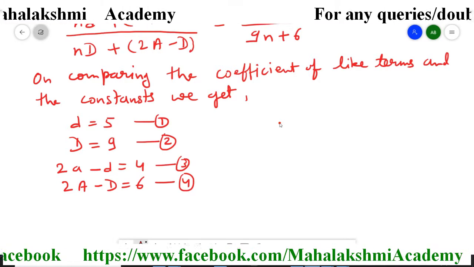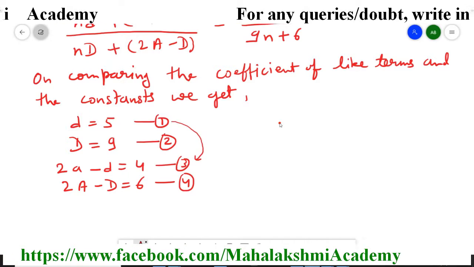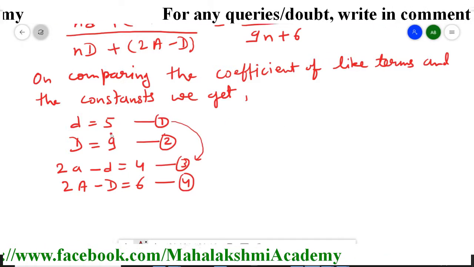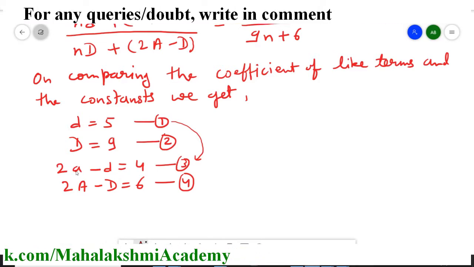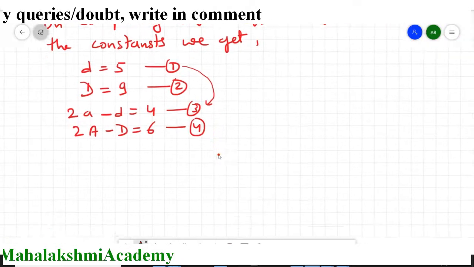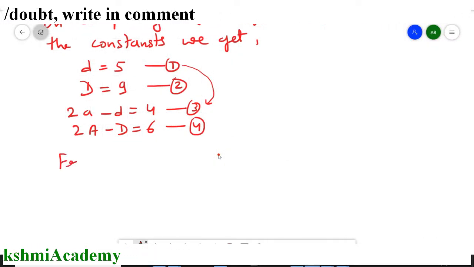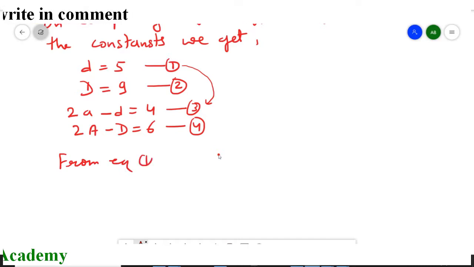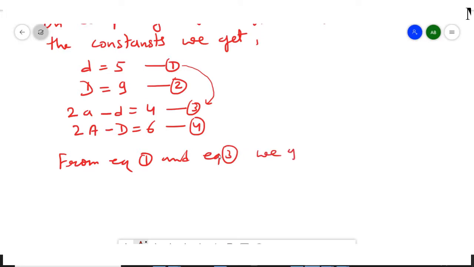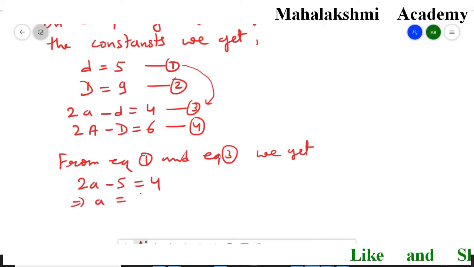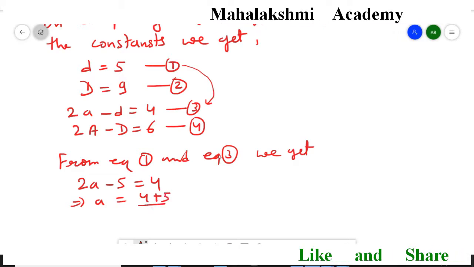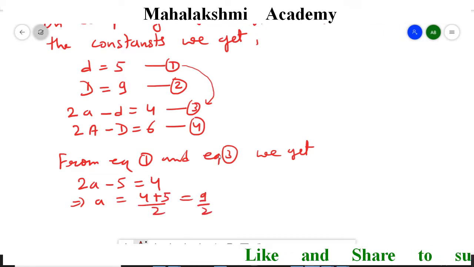Now what we are going to do is replace this value of d in equation 3, so we will get the value of small a. From here d's value I am going to replace here, and that will give us the value of small a. So we write here, from equation 1 and equation 3 we get 2a minus 5 is equal to 4, which implies a is equal to (4 plus 5) upon 2, that is 9 upon 2. So this is the value of small a.